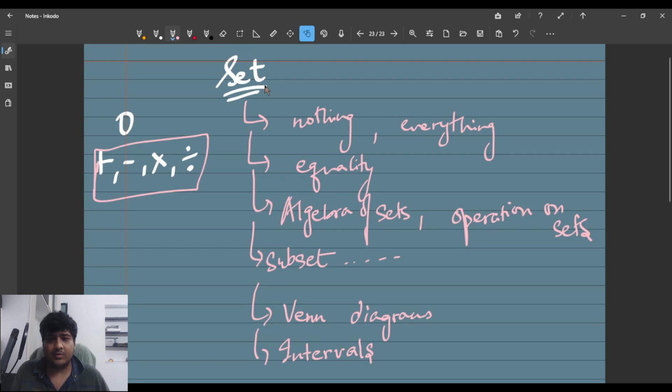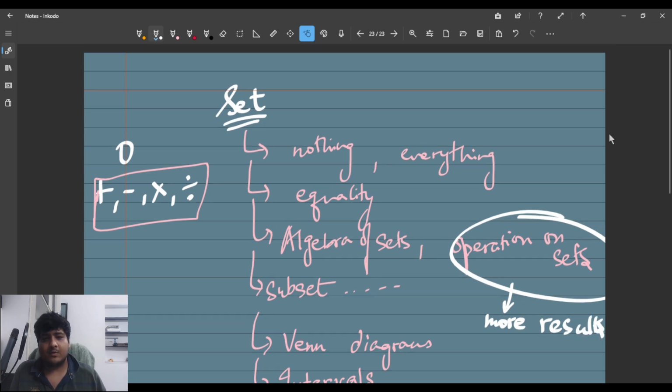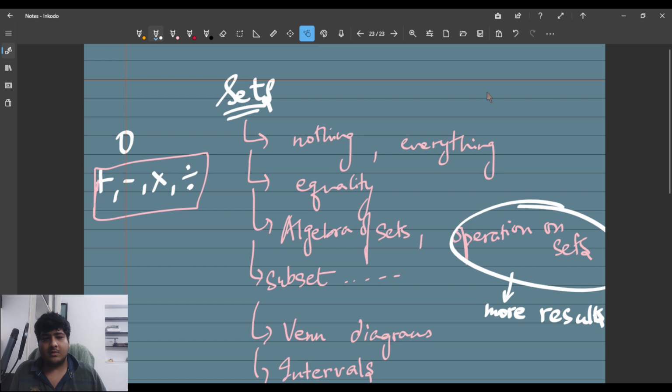We'll look at a few more results on these operations. So in operations, we'll look at some more results, and after doing all this, we get a very strong intuition for what sets mean. What do they mean? We'll look at relations and functions in the next playlist. So I am keeping the set theory playlist as a separate one, and I think this will be very helpful.